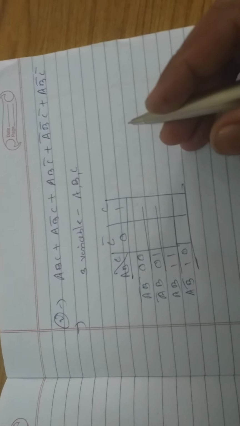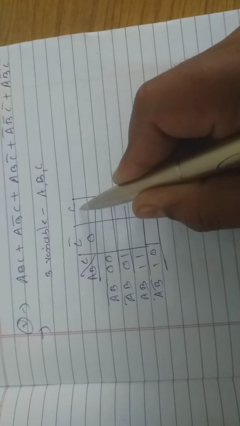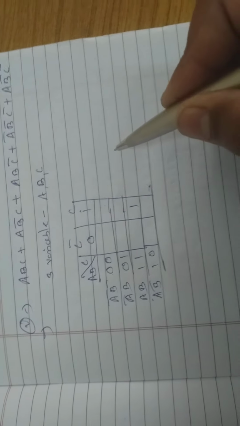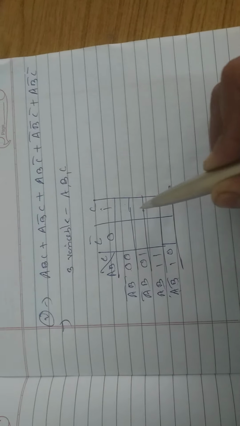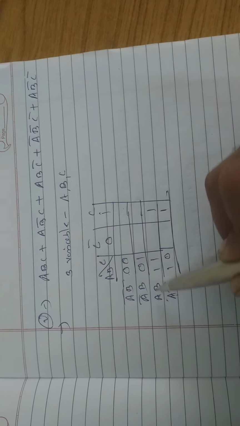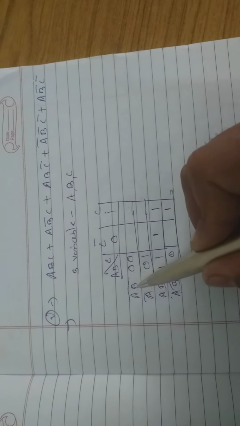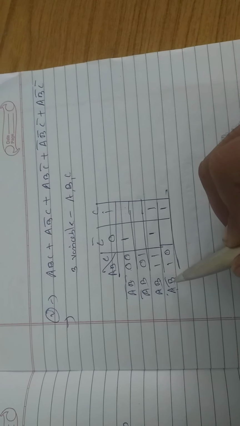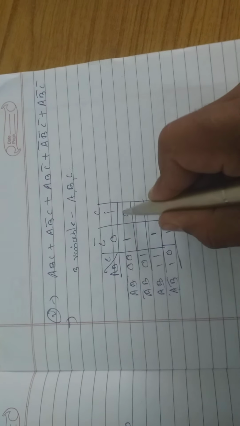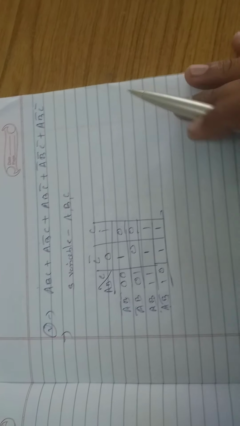Now let's do the plotting. The first term is ABC. So here is AB and here is C, so here is the 1. The second term is A B bar C, here is 1. Then ABC bar, here is 1. Then A bar B bar C bar, here is 1. Then A B bar C bar, here is 1. Other terms are 0. So 1 2 3 4 5, we have 5 ones.